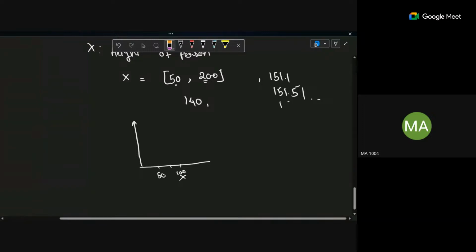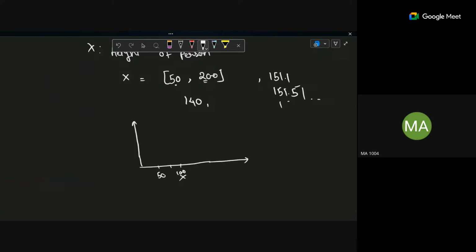So you will count the number of persons whose height is 50. Let's say some X number of people have this height. This is again hypothetical; I'm just taking this data randomly. So it may be possible that persons having height 100 are more than persons having height 50.